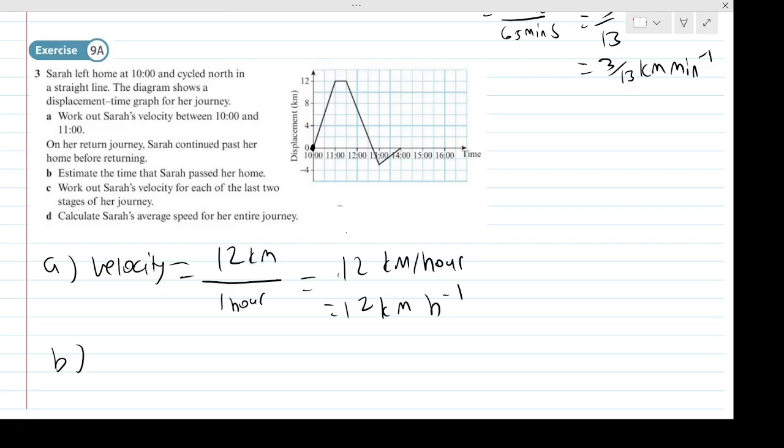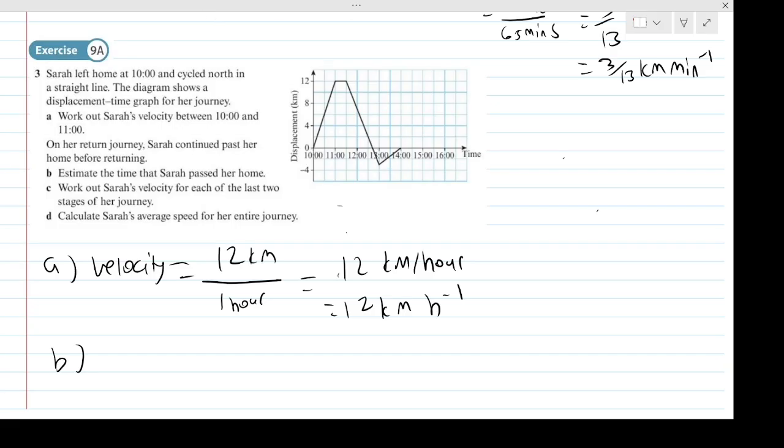Now for the next part, it says on her return journey. So obviously when she returns, it would be that part. On her return journey, Sarah continues past her home. That makes sense, because when she returns home she is back to zero displacement. But if she's going past her home, it would actually be negative, because she's going past it in the negative direction.